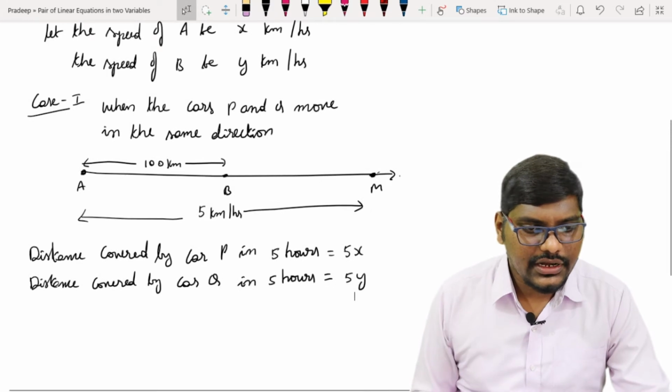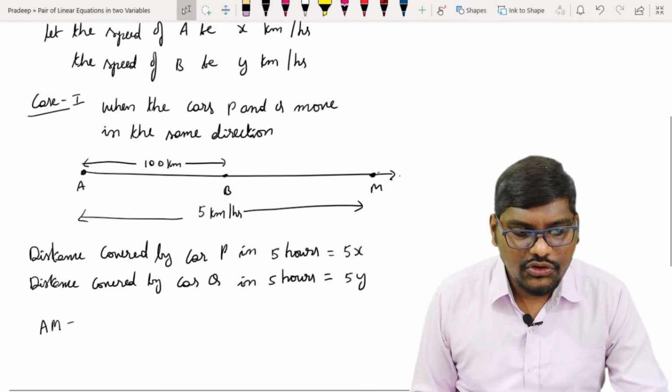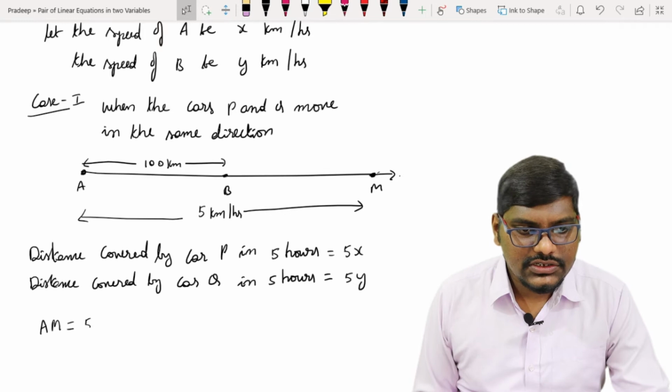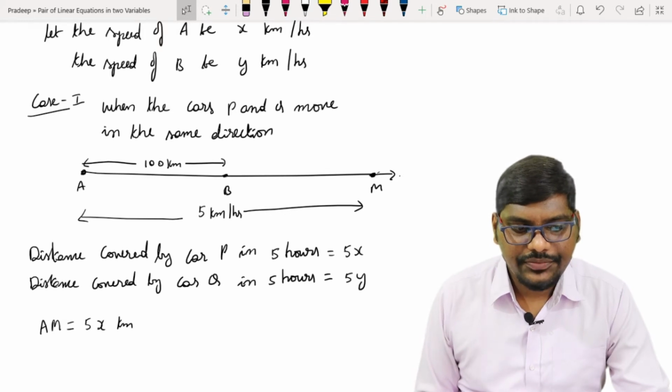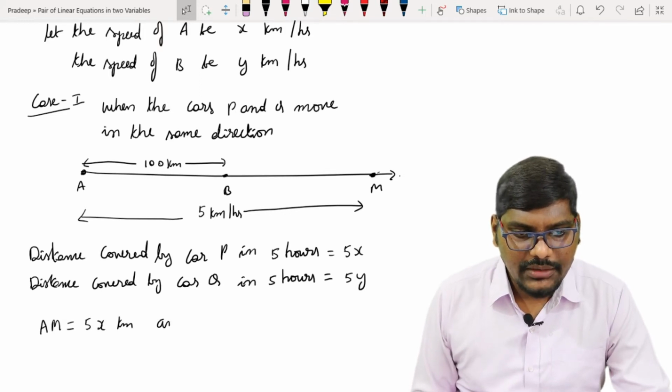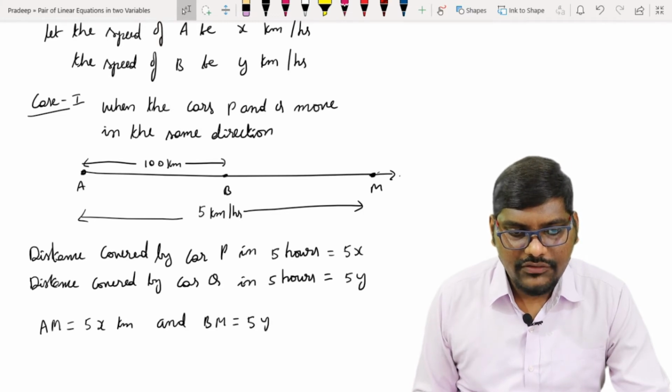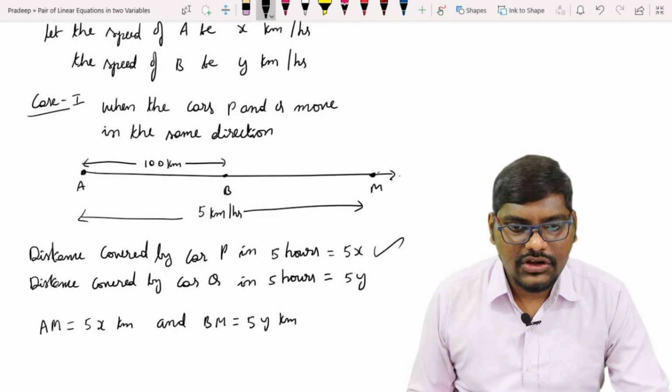That also we'll write here. AM equal to how much? It was 5x kilometer, right? And what about BM? Even BM we can write it as 5y kilometer. That is what we got over here.